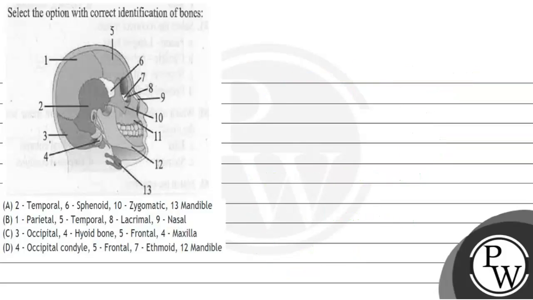First of all, we will go for the cranium bones. So for the cranium bones, the very first bone which we are having here is the parietal bone. This bone is known as parietal bone. Now for the second one, this bone is just above your ear ossicles, and this bone is known as temporal bone. The third bone is occipital bone.